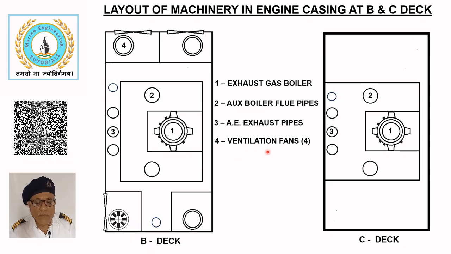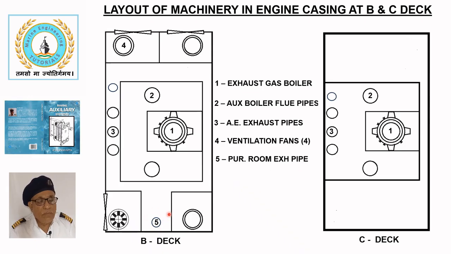Four ventilation fans (4) located on the B deck supply ventilation air to the engine room. One of these fans is reversible and operates in exhaust mode to ventilate the engine room after a major fire has been extinguished using CO2 flooding. Purifier room exhaust pipe (5) leads the exhaust air on this deck.